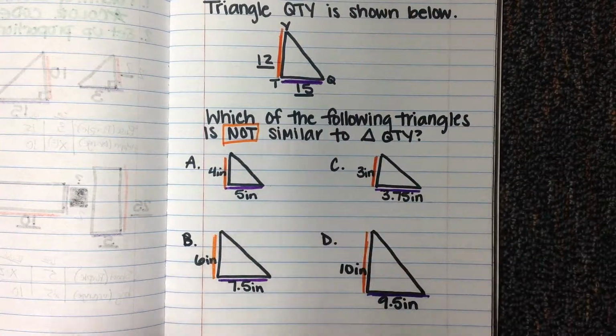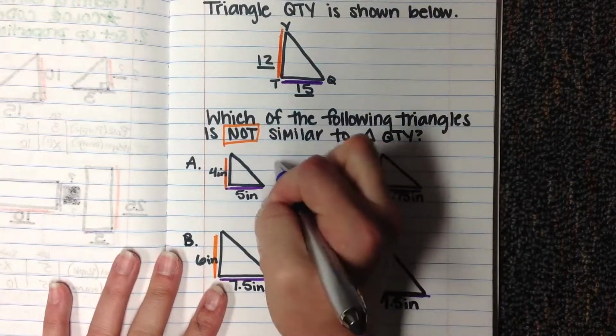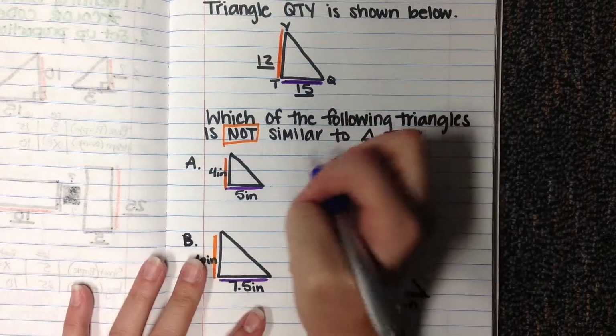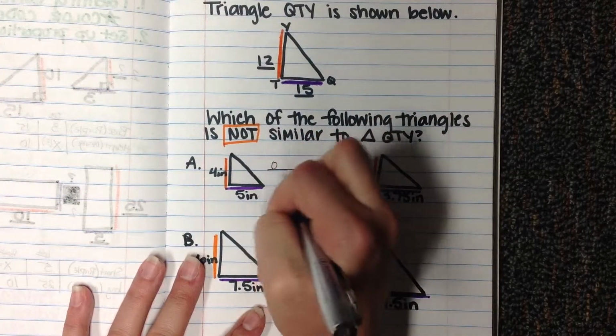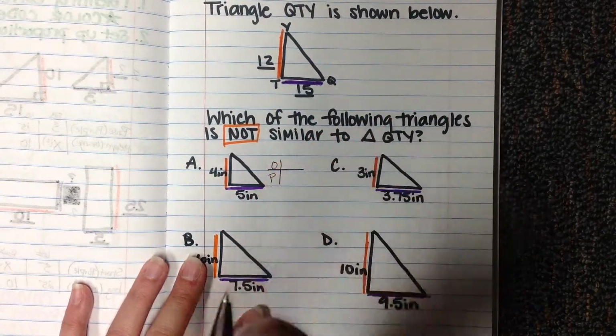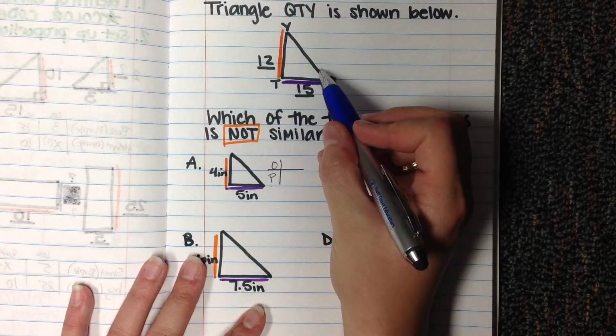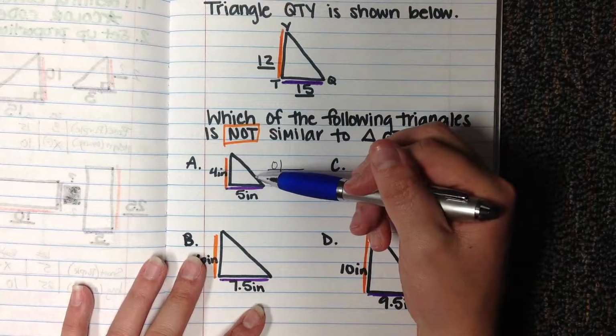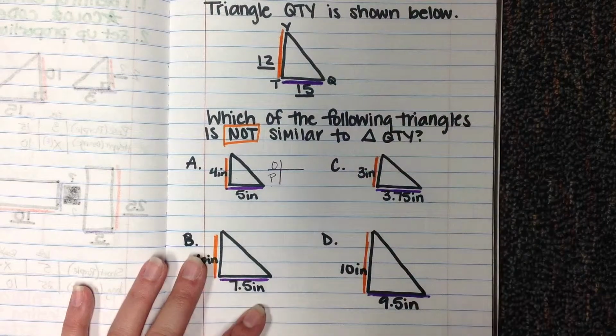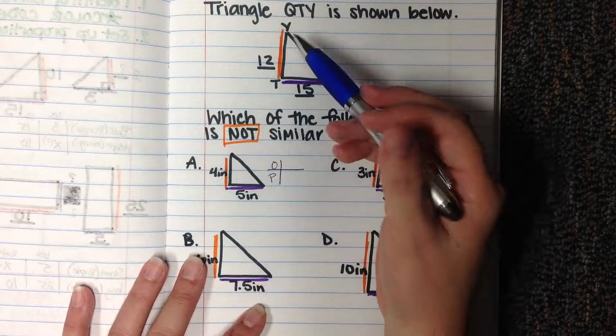Before I can tell which one is not similar, I'm going to have to set up a bunch of proportions because I need to find the ones that are similar. So I'll go ahead and start with answer choice A. I'm comparing orange to purple. I'm going to call it O to P. And the first one I'm always going to write is this QTY. For every single answer choice, I'm comparing the answer choice to the triangle given. Answer choice to the given.